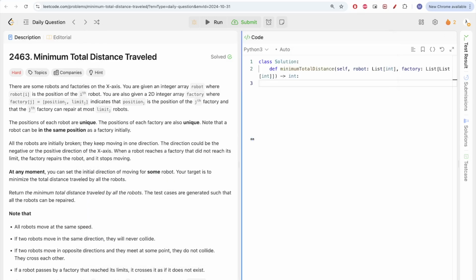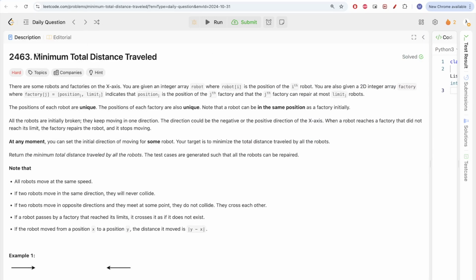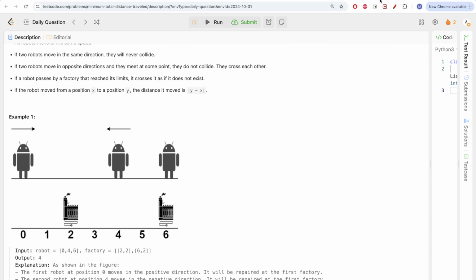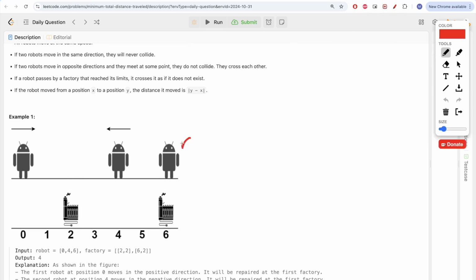Hello, so today we are going to do this problem, which is part of the Leetcode daily challenge, minimum total distance traveled. So basically in this problem, we have robots and we have factories, and they are on an x-axis. So robots are represented here, and then you have factories. And so they are represented by their positions on an x-axis.